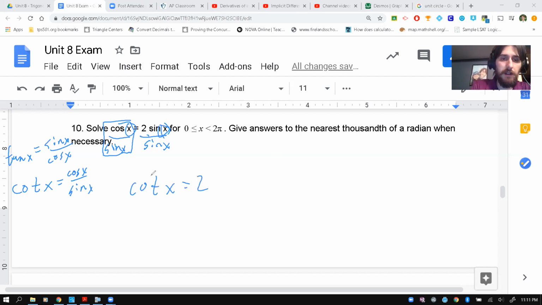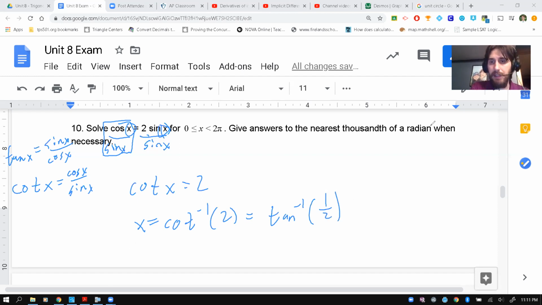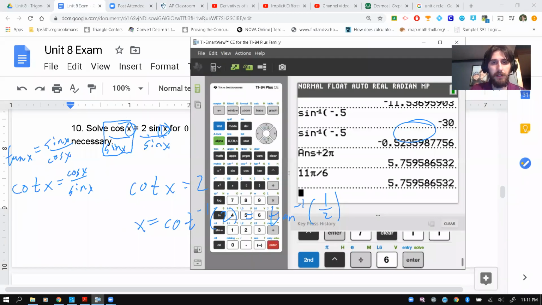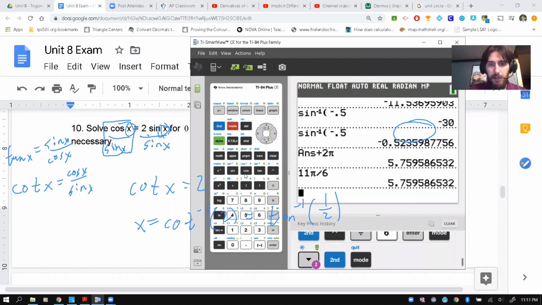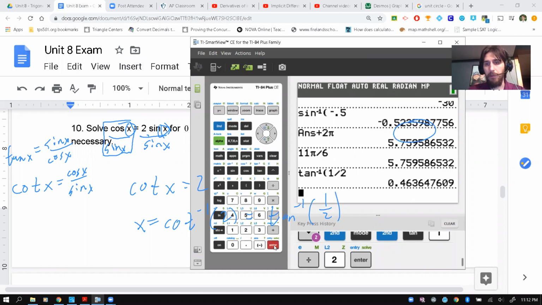To get x by itself and get rid of the cotangent here, I would do the inverse. But because your calculator doesn't have a cotangent inverse button, instead I'm going to type this into the calculator as the tangent inverse of not 2 over 1, but 1 over 2. And they say it's in radians, so I need to make sure my calculator is in radian mode, which it is. So I'm going to do the tangent inverse of 1 over 2, and I get 0.464.